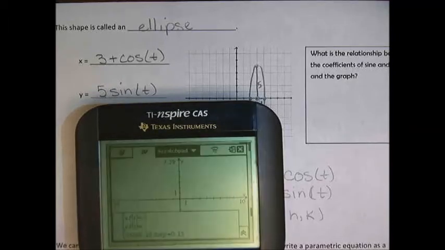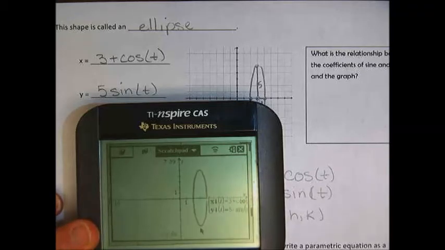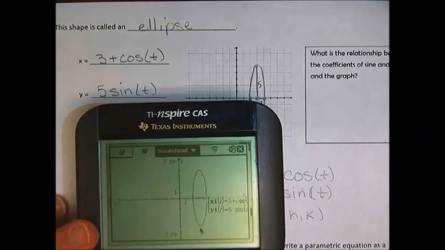So if I put 3 plus the cosine of t, and 5 times the sine of t, and this is already set to go from 0 to 2 pi with the t-step of 0.13, and there it makes a nice ellipse.